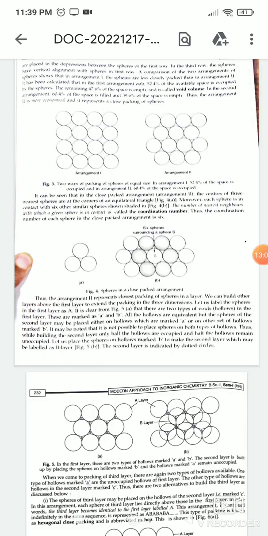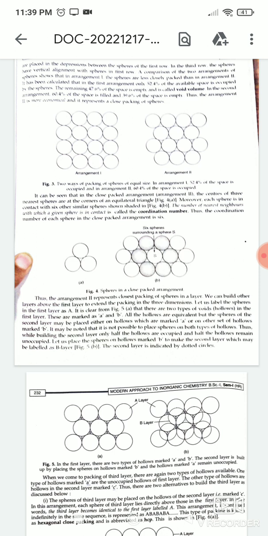In arrangement 2, the spheres are packed in such a way that spheres in every second row are placed in the depressions between the spheres of the first row. In the third row, the spheres have vertical alignment with spheres in the first row. A comparison of the two arrangements shows that in arrangement 1, the spheres are less closely packed than in arrangement second.